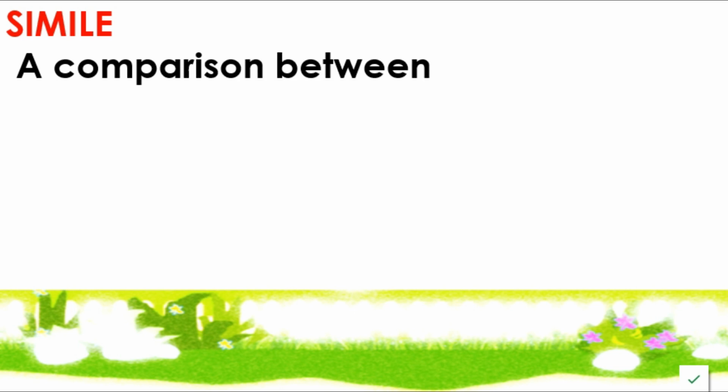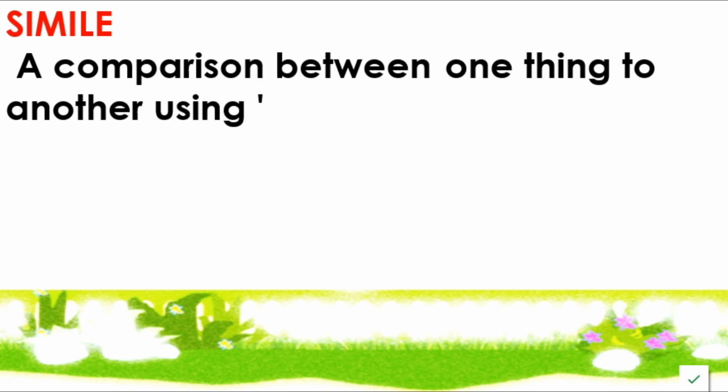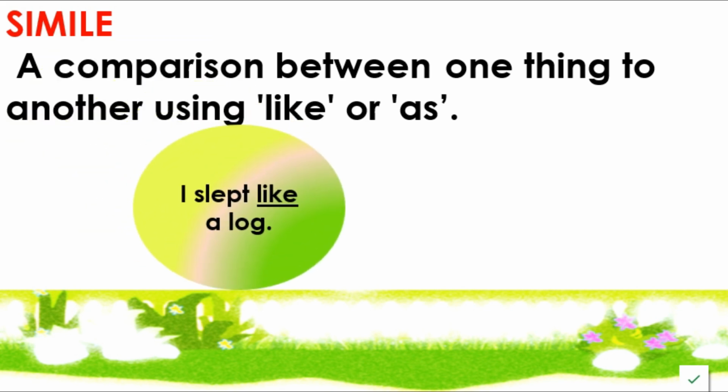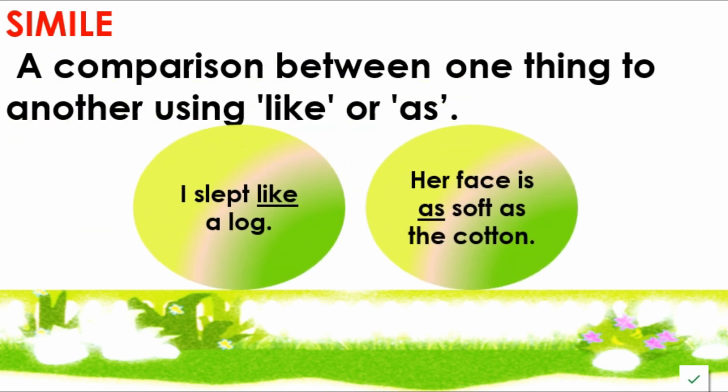First type of figurative language is simile. It is a comparison between one thing to another using like or as. I slept like a log. Her face is as soft as the cotton.